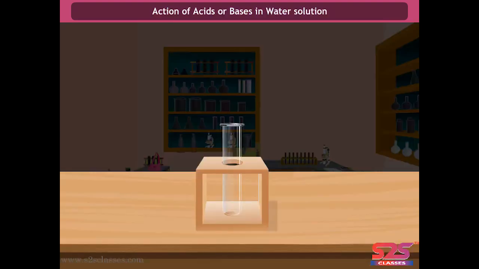Action of acids or bases in water solution. Let us explain with the help of an activity. Take about 1 gram solid sodium chloride in a clean and dry test tube and add some concentrated sulfuric acid to the test tube. What do you observe? Is there a gas coming out of the delivery tube? Yes, a gas is formed during the reaction.